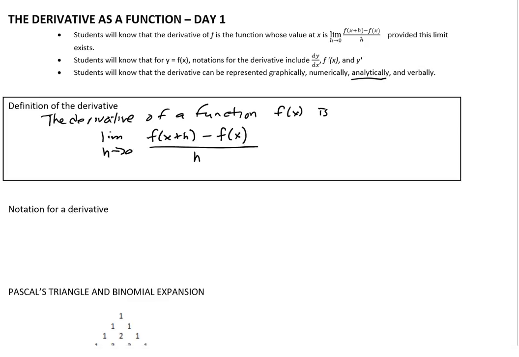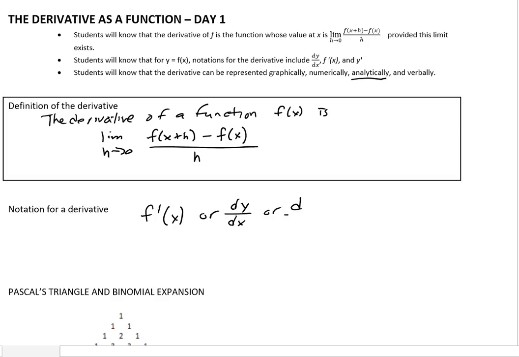But several things. First of all, let's talk about the notation for a derivative. There are several ways we can notate it. One of our common ways is this, f prime of x, or dy dx, or d dx, which eventually we'll use as fractions, but for now we just use them, and y prime. Those are all common notations for a derivative.